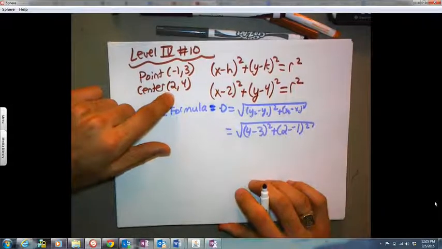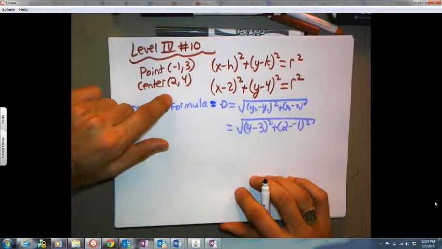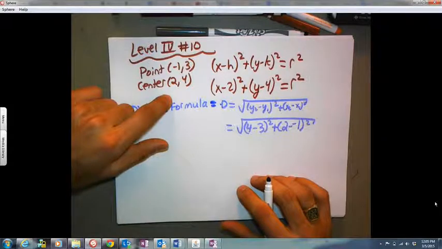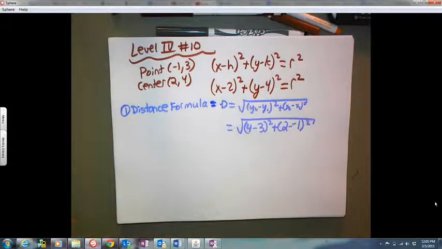Chun-Li? But how do we know if the point is on the outline of the circle or on the inside? Doesn't it say that it passes through? Yeah, passes through the point. So that's how we know it's on the actual circle. Good question. Anytime they say it's on the circle, that also means that it passes through that point.